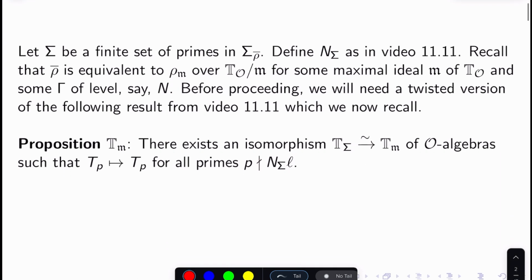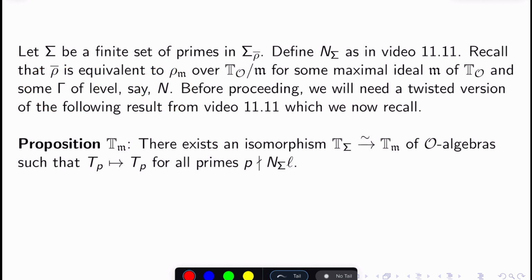Let's recall a lemma. Let sigma be a finite set of primes in sigma rho bar, where rho bar is our plausibly modular representation. Define n sub sigma, as in video 11.11. Recall that rho bar is equivalent to rho sub frac m over t sub o mod frac m for some maximal ideal frac m of t sub o, and some gamma of level, let's say, n.